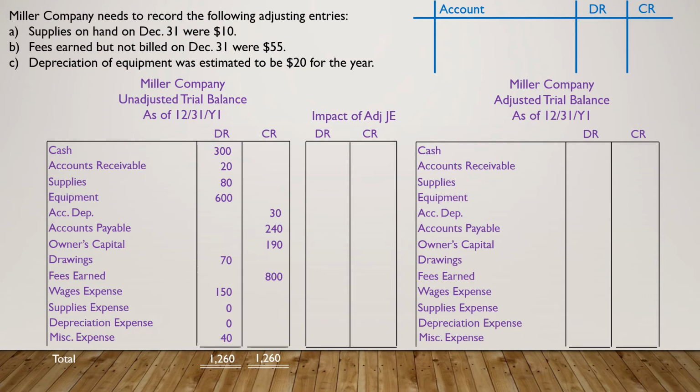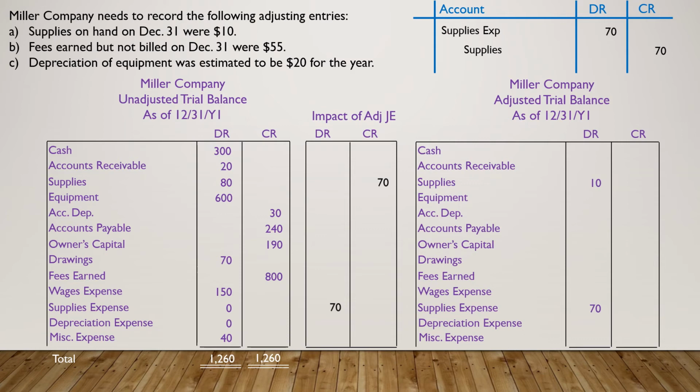Regarding the adjusting entry for letter A, we adjust for supplies used by debiting supplies expense and crediting supplies. If supplies on hand totals to $10, that $10 is the balance we need to have in supplies after recording this entry, so we'll have to credit supplies for $70. Supplies expense gets the debit, bringing its balance to $70 since it had a $0 beginning balance.